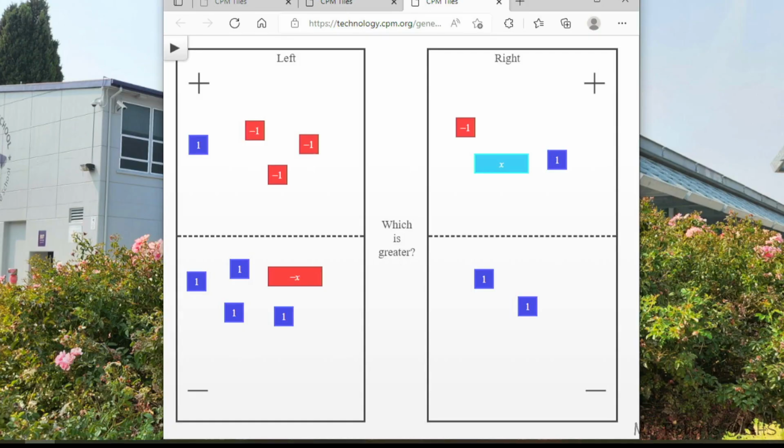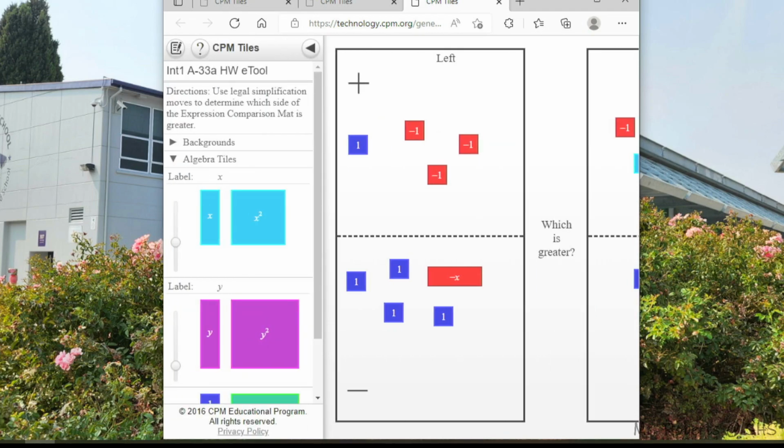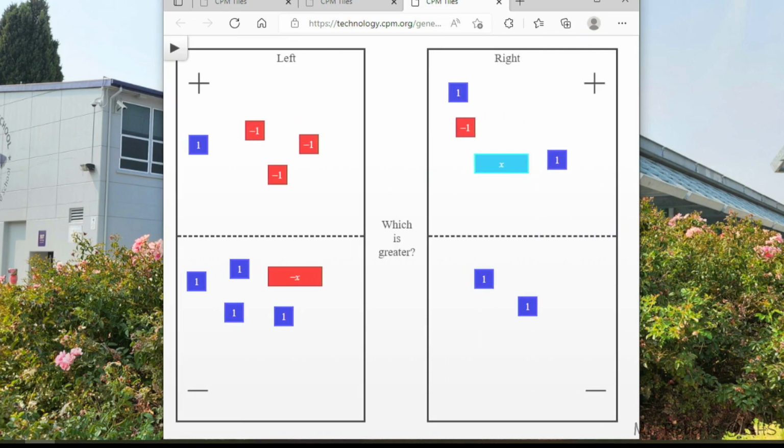So I have seen problems with the CPM e-tiles not being set up properly, but I'm just double checking here. On the left-hand side, positive, I've got negative 3 and a plus 1. Down below, there's a negative x and a plus 4. On the right-hand side of the mat, oops, this is not what the book has, right? The book has a positive 1 and a negative 1. But let's see, and then an x, but I need another positive 1. So let me drag another positive 1 into that section. Yeah, and then down below, there's a positive 3.